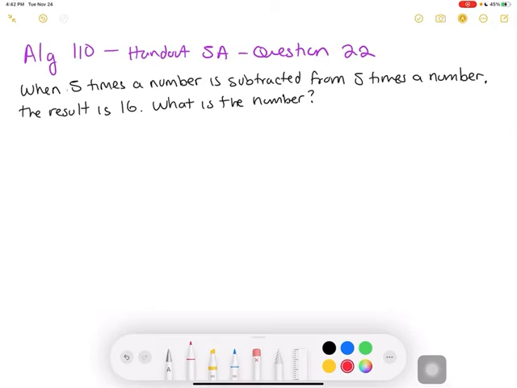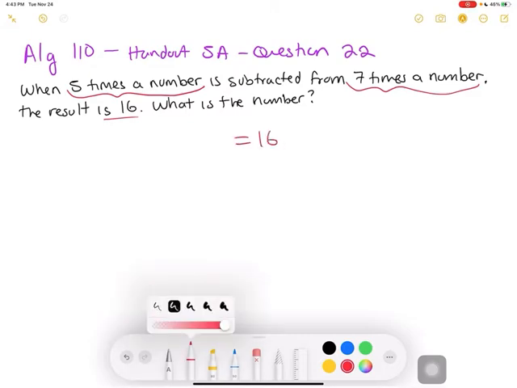It says, when 5 times a number is subtracted from 7 times a number, the result is 16. What is the number? Since it says the result is 16, I know I'm going to have an equal sign at some point that says equals 16.